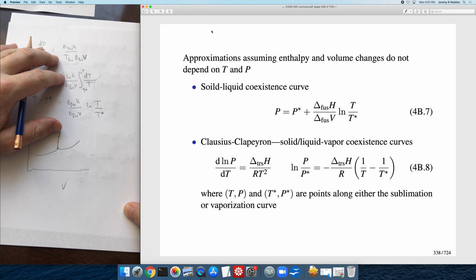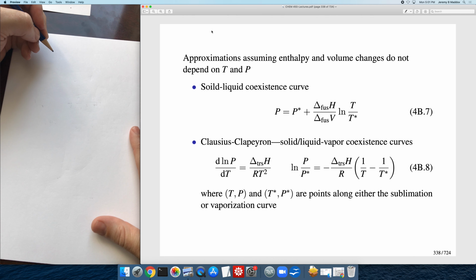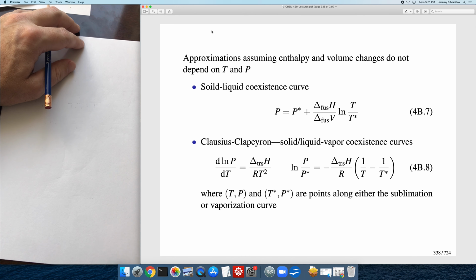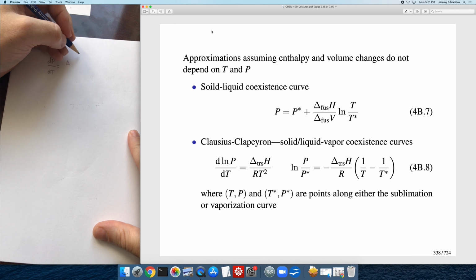We can do the same thing for gases. It's a little bit different. For gases, we can do this for either the sublimation curve or the vaporization curve. But you can no longer make the assumption that the change in the volume for a phase transition involving a gas is zero. That wouldn't be very accurate at all. And so we'll go back to dP over dT equals delta H trs. So this would be for either sublimation or vaporization.